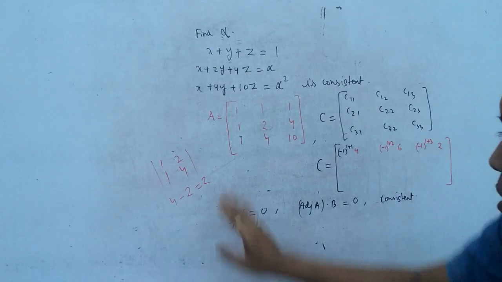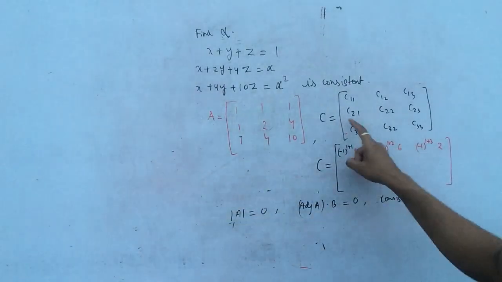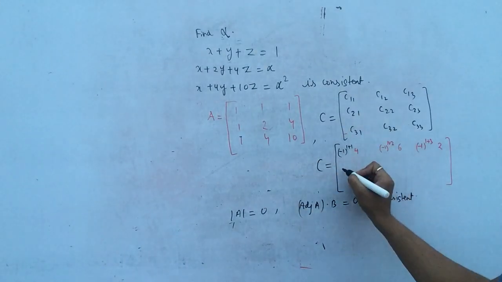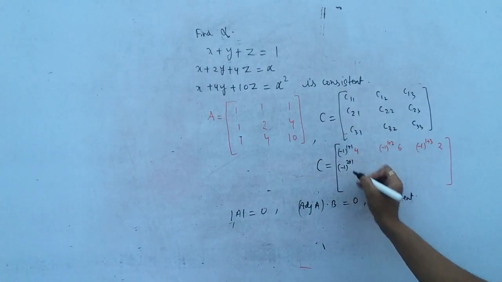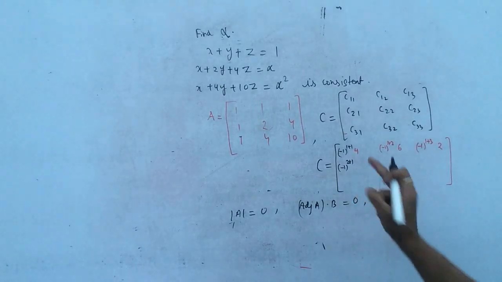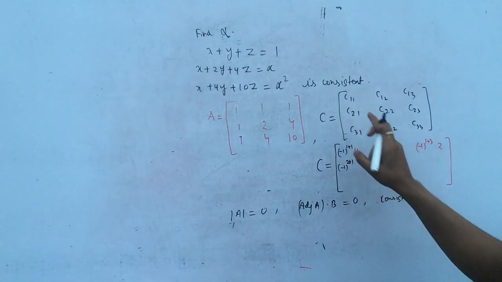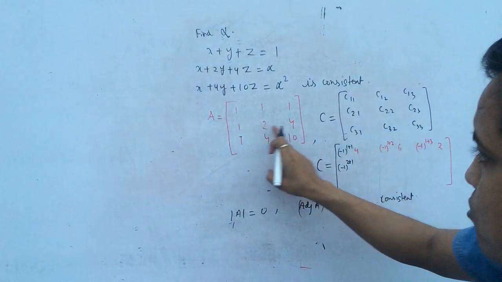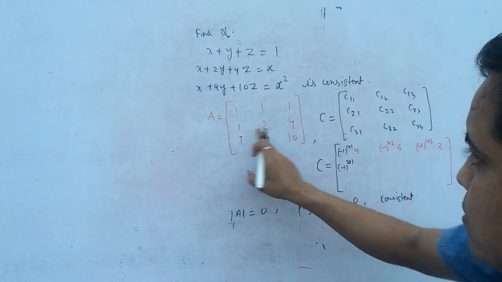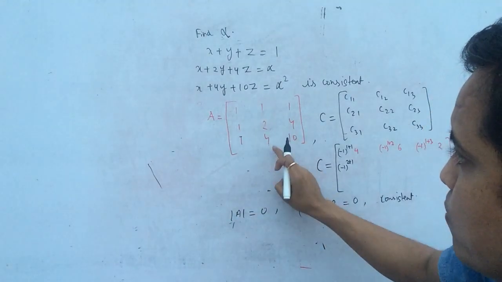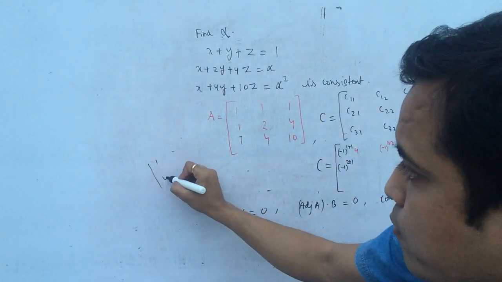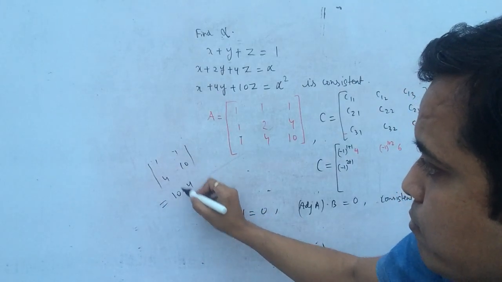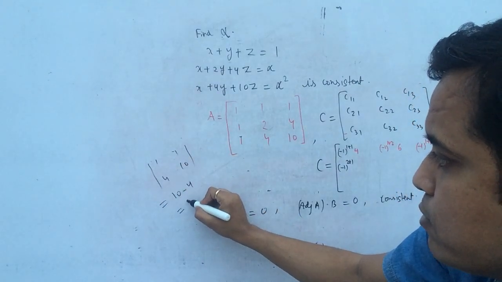It is so easy. Now you need to find C21. Again, C21 is minus 1 raised to power 2 plus 1. Now you have to find the value of what? The minor, the determinant of the submatrix after removing the second row and first column. Second row, first column, what would you get? 1 4, 1 10. Solve this: 10 times 1 is 10, 4 times 1 is 4, 10 minus 4 is 6.